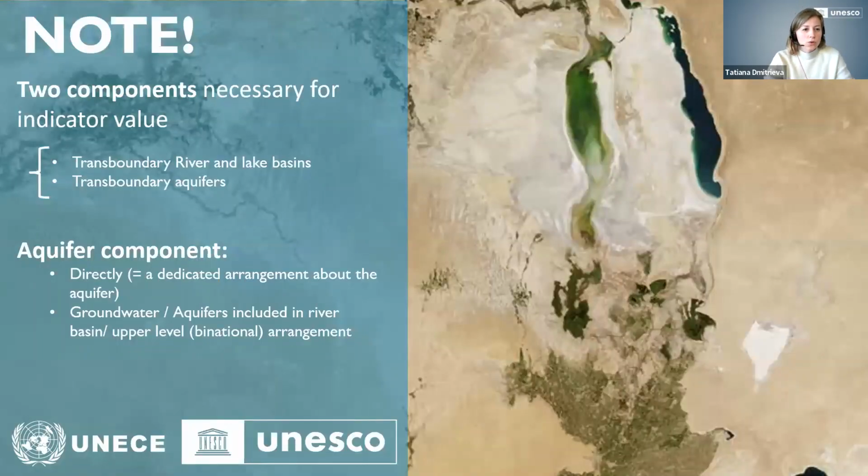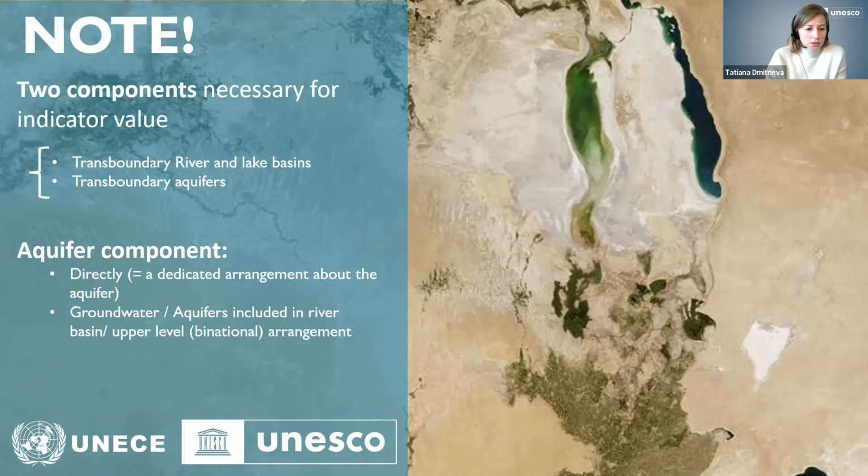It is also important to highlight that the final 6.5.2 indicator value can be calculated only when 2 components of the indicator are available. The 2 components are transboundary river and lake basins, and transboundary aquifers. So far, there are more arrangements and more information on transboundary rivers and lake basins. The data and information on transboundary aquifers are lagging behind. And worldwide, there are not many arrangements that are directly dedicated to the aquifers.